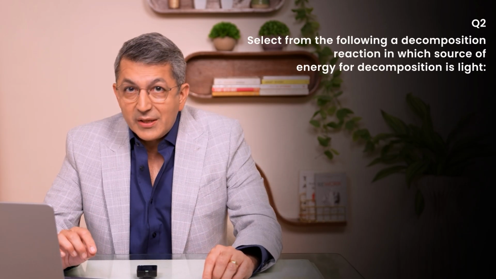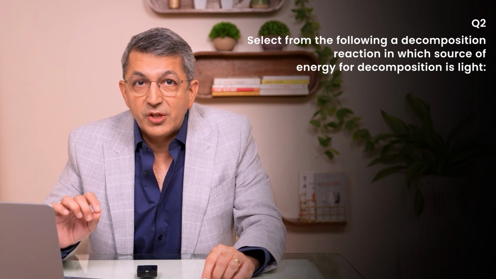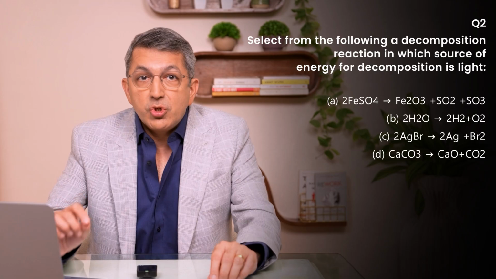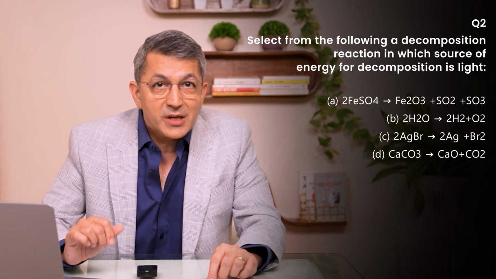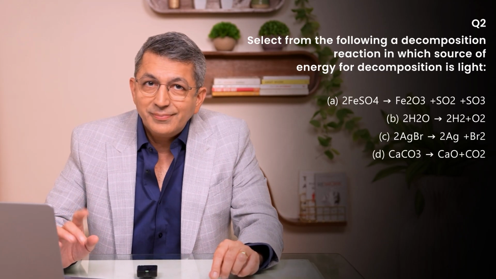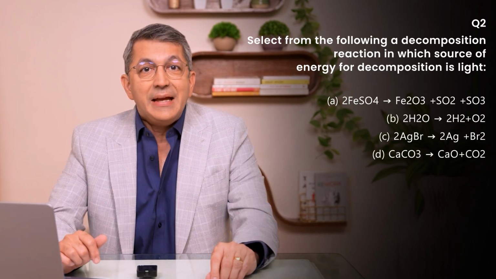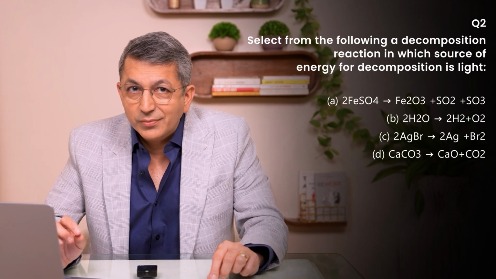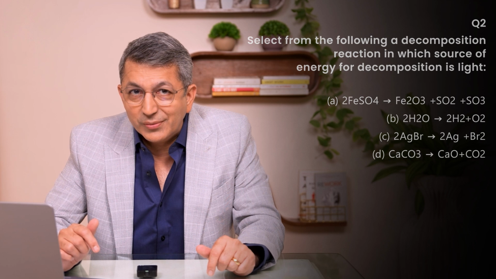Question 2. Select from the following a decomposition reaction in which source of energy for decomposition is light. A. 2FeSO4 gives Fe2O3 plus SO2 plus SO3. B. 2H2O gives 2H2 plus O2. C. 2AgBr gives 2Ag plus Br2. D. CaCO3 gives CaO plus CO2.